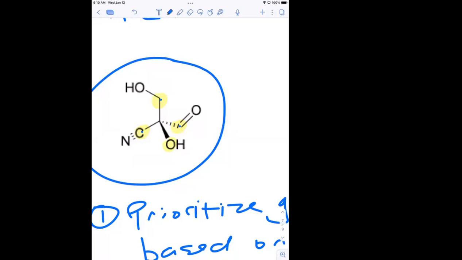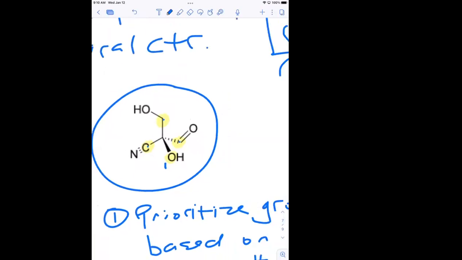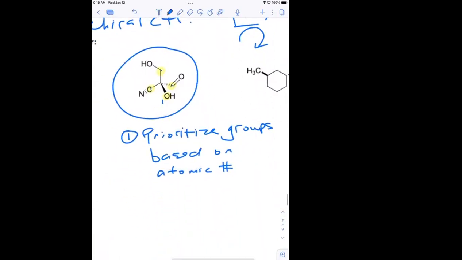So if we're comparing the carbons and oxygen, which one has the higher priority? Oxygen. Good. The atomic number of oxygen is 16, if I'm not mistaken, compared to carbon, which is 12. So oxygen has the higher atomic number, so it has the highest priority. And priority is from 1 to 4, with 1 being the highest.